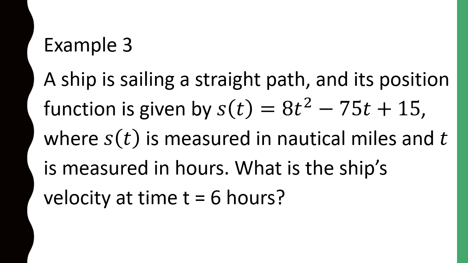For example number 3, if you want to try solving this on your own, you may pause this video. Okay, now let's discuss. A ship is sailing a straight path and its position function is given by S of t equals 8t squared minus 75t plus 15, where S of t is measured in nautical miles and t is measured in hours. What is the ship's velocity at time t equals 6 hours?